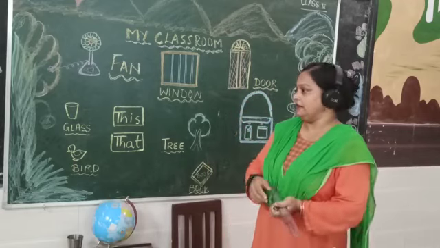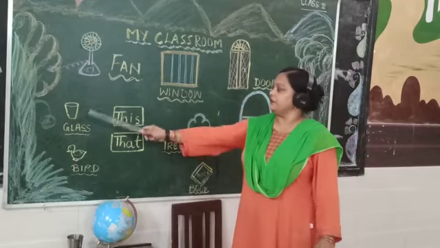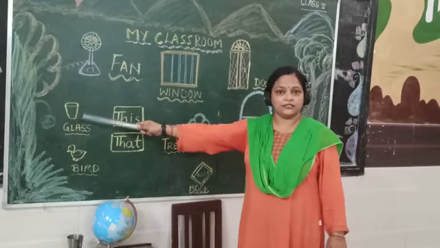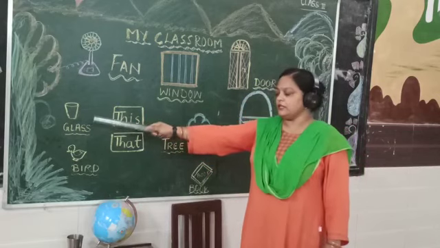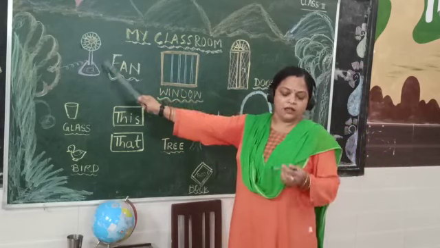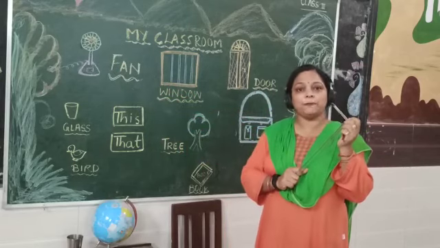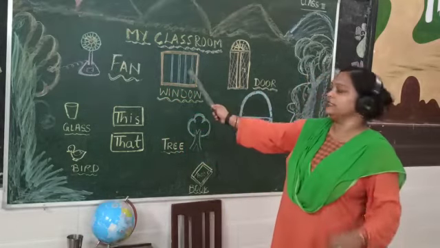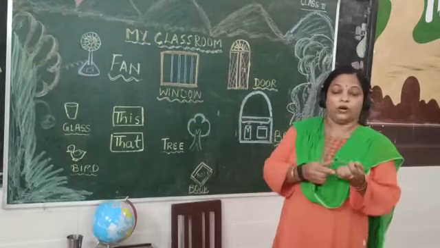Okay. And that, what is that? That is a glass. Glass is far to me. So in the same way, what is that? That is a fan. Now what is this? This is a pen. What is that? That is a window.